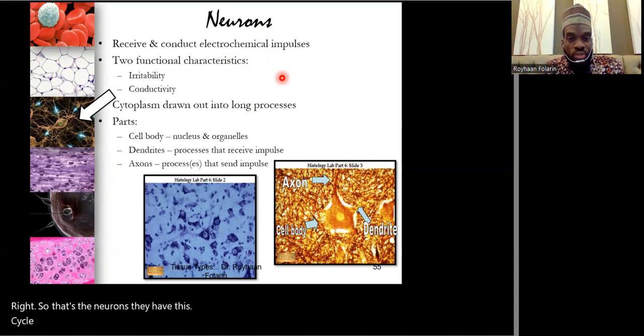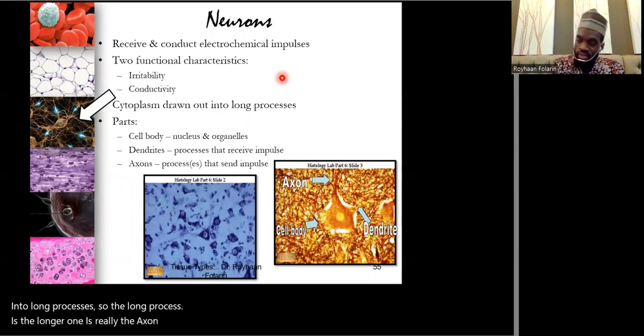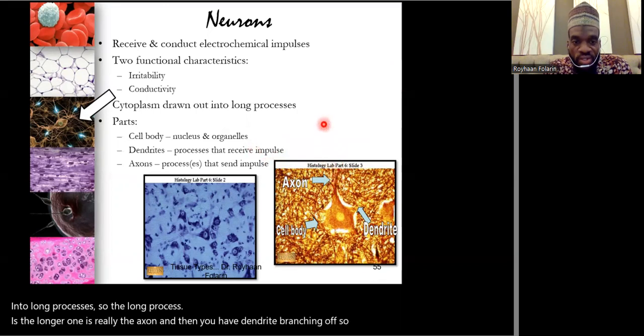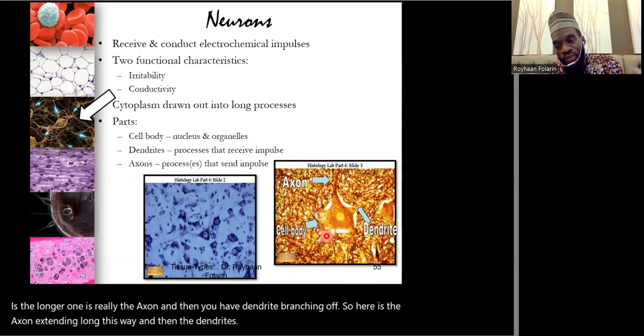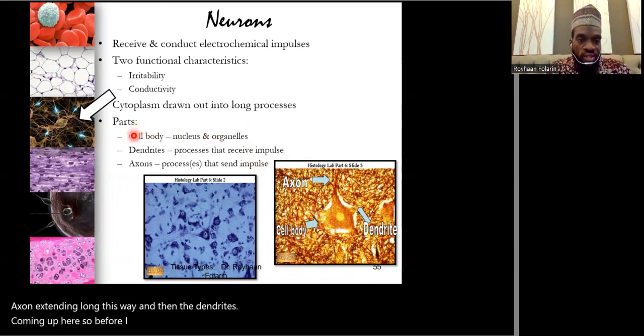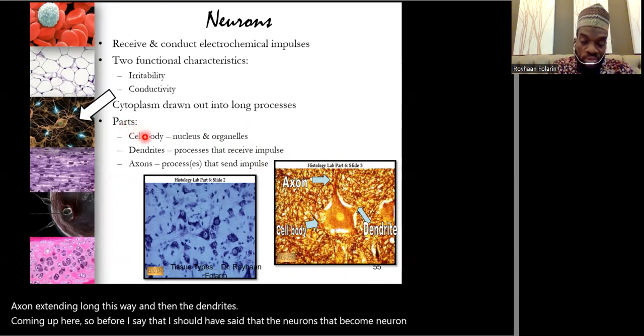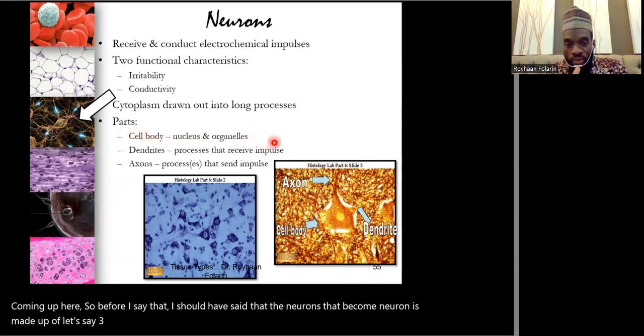They have a cytoplasm that is drawn out into long processes. So the longer one is usually the axon. Then you have dendrites branching off. So here is the axon extending long this way. Then the dendrites are coming up here. So before I say that, I should have said that a typical neuron is made up of, let's say, three main parts for the sake of simplicity.